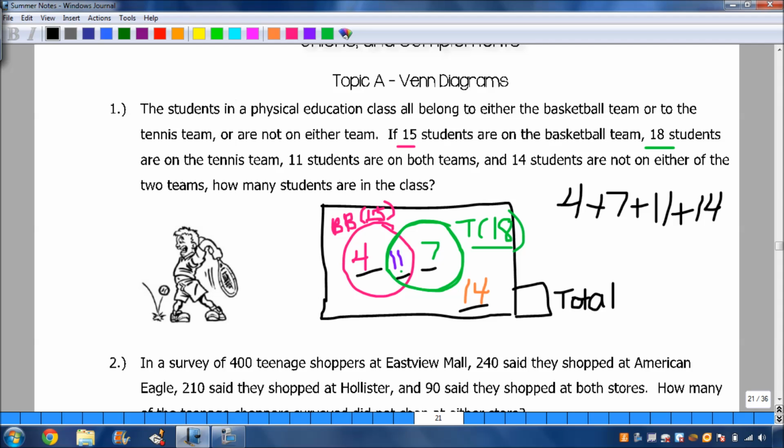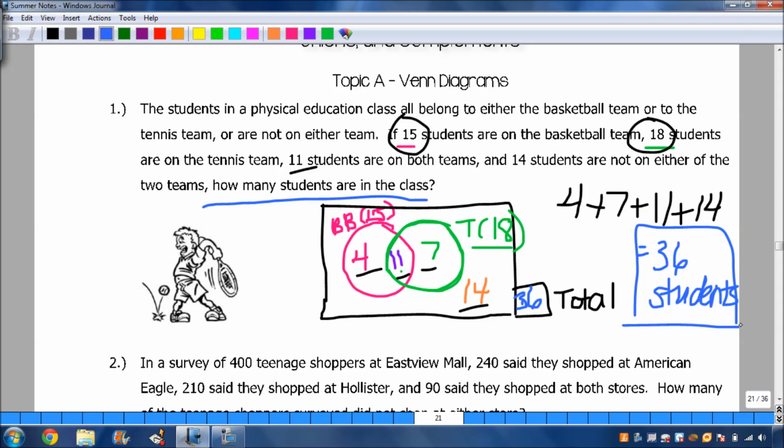And by splitting it up into each one of these sections, I now don't have to worry about any numbers overlapping. I can't add the 15 and the 18 together because the 15 and the 18 include the 11 students who are on both teams. So I'm going to be counting the same students over and over again. So if I add all of my numbers together, I end up getting 36 is my total. Okay, so I will put 36 right in the corner right here. So that means I can answer the question, which is how many students are in the class. The answer is 36 students.